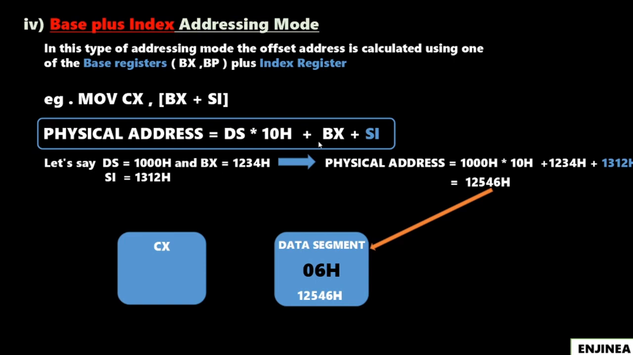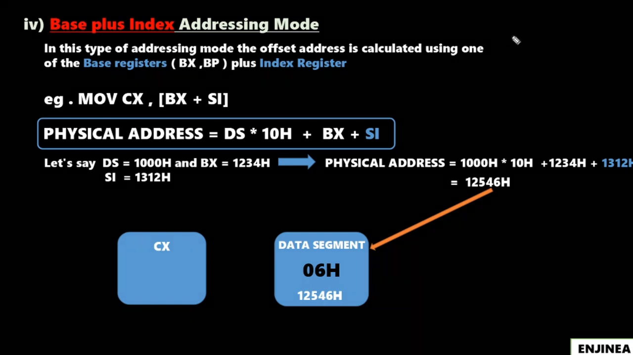So to summarize, in this type of addressing mode, for the offset address, we have both the base register and the index register, and the physical address is calculated, and similarly, just as before, the data from this physical address is stored in the destination register, which is CX in this case. So for this type of addressing mode, the main keywords are the base and the index. So whenever any addressing mode has these two names, the base and the index, then we should know the offset address should have the base register and the index register, and these two will provide the offset address.